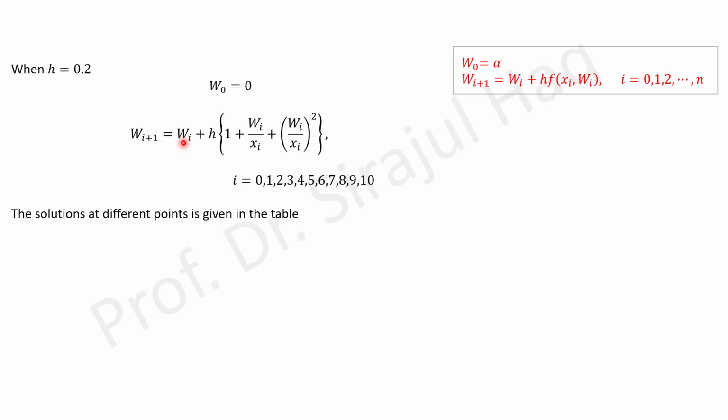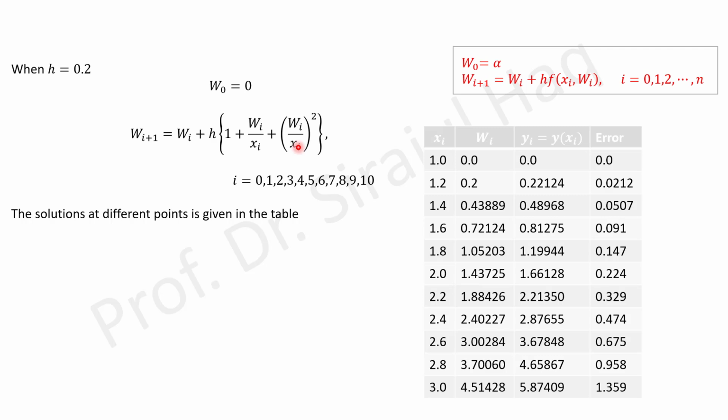W1 will be W0 plus h times W0 divided by X0. In this case, your X0 is 1 now. I just produced it in table form. You have to do the calculation yourself. When i is equal to 0, this will be W1 is equal to W0 plus h, which is 0.2, times 1 plus W0 divided by X0. X0 is 1, W0 is 0, divided by X0. So you can see that this gives you 0.